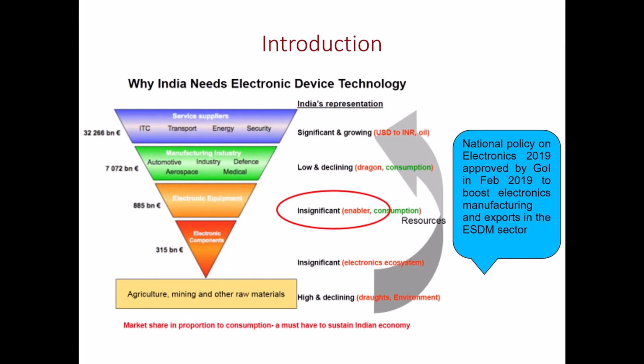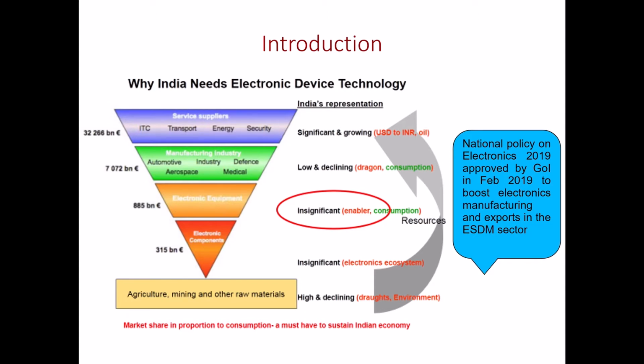So why do we want to talk about compact modeling or spice-based compact models for devices in the current scenario? This is a very interesting chart. Here is why we need to talk about electronic device technology in India, and in fact, globally. A lot of other countries already have a very well-established domain like this as part of their economy, right? India has a national policy on electronics that was approved by the government of India somewhere in early 2019. And the idea is to boost electronics manufacturing and exports in the ESDM sector.